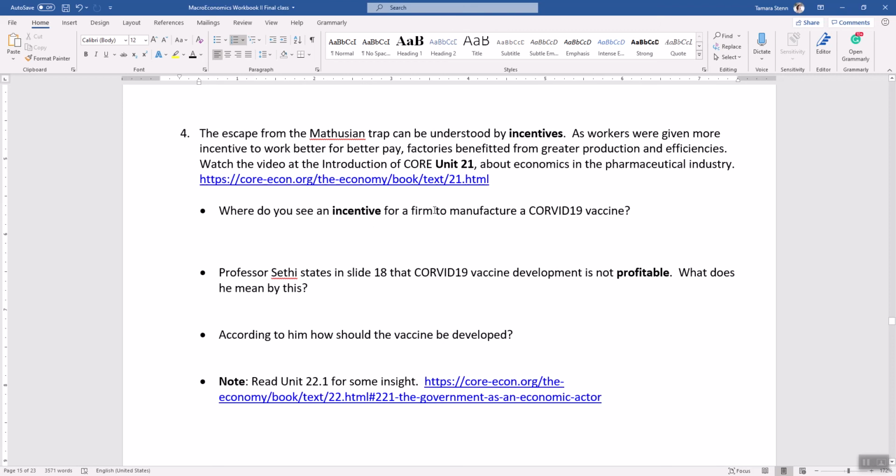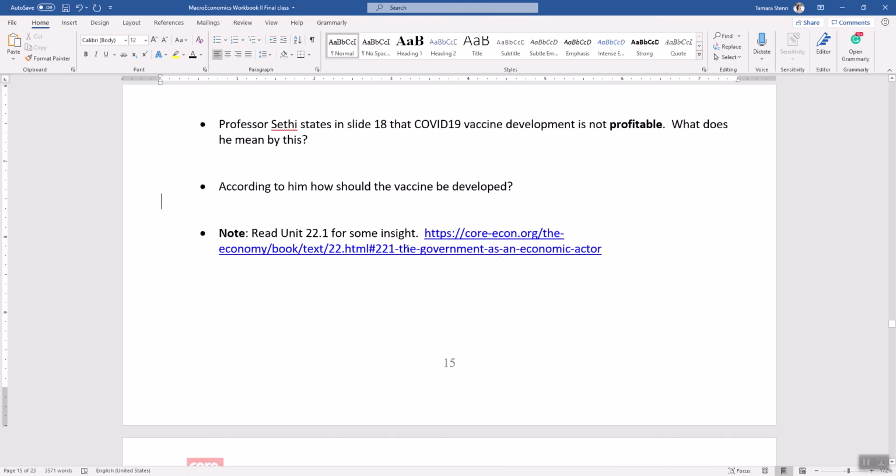So now we're looking at where do you see an incentive for a firm to manufacture a COVID-19 vaccine, right? Because we know once that vaccine is created, it's going to be recreated everywhere, okay? Professor Sethi says the vaccine development is not profitable, okay? What does he mean? And according to him, how should the vaccine be developed? Okay, and he has a solution to this. So let's go listen to what he says.